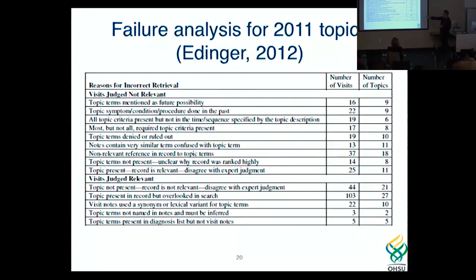There might be variation in language, synonyms, lexical variants. Sometimes things are not actually named but are inferred by the medical language. I was talking about this over lunch, there are things kind of between the lines in medical records sometimes that we as humans, especially clinicians, know, but a computer doesn't necessarily. So we can do these kinds of analyses that will help us make our systems better in the future.